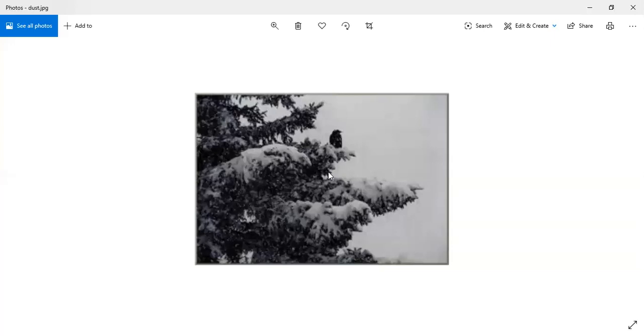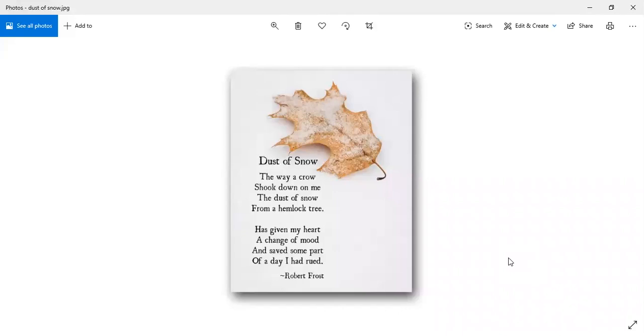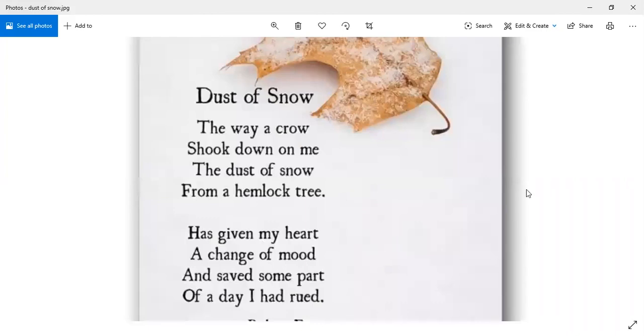Now let us begin with the poem. You have already seen the image of this tree and the crow. Let us come back to this poem and begin with the first stanza. Dust of Snow. It's written by Robert Frost, an American poet. The way a crow shook down on me the dust of snow from a hemlock tree.